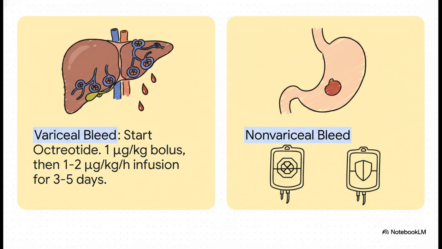On the other hand, if you suspect a variceal bleed, octreotide is the agent of choice. The dosing there is a 1 microgram per kilogram bolus, then a continuous infusion of 1 to 2 micrograms per kilogram per hour, which will continue for 3 to 5 days, based on adult guidelines.